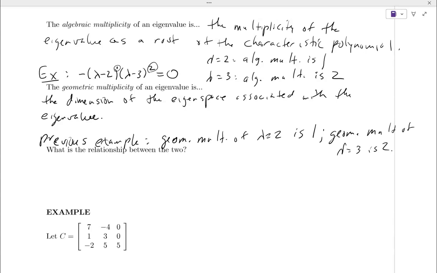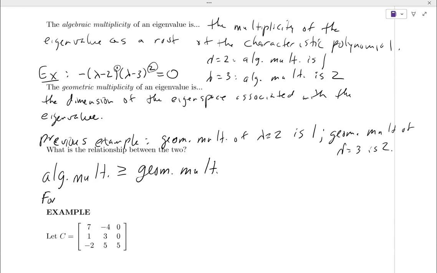We're not going to prove this, but it turns out that your algebraic multiplicity is always at least as big as your geometric multiplicity. However, it is possible for the geometric multiplicity to be smaller. And that's when you're going to get a matrix that's not diagonalizable.